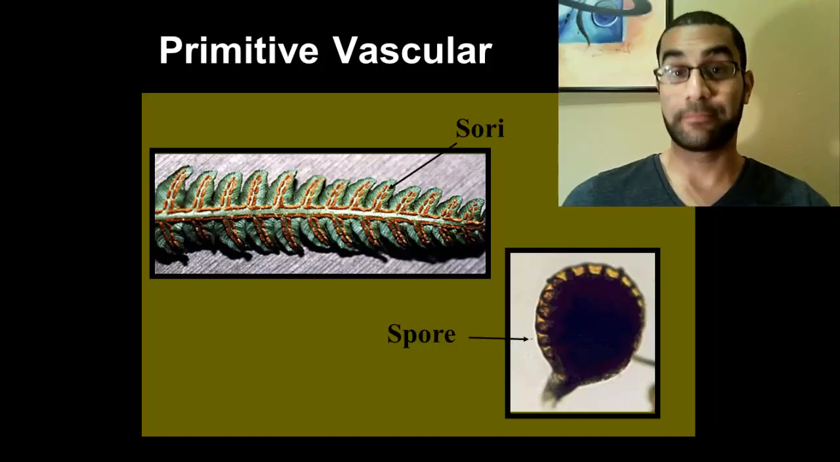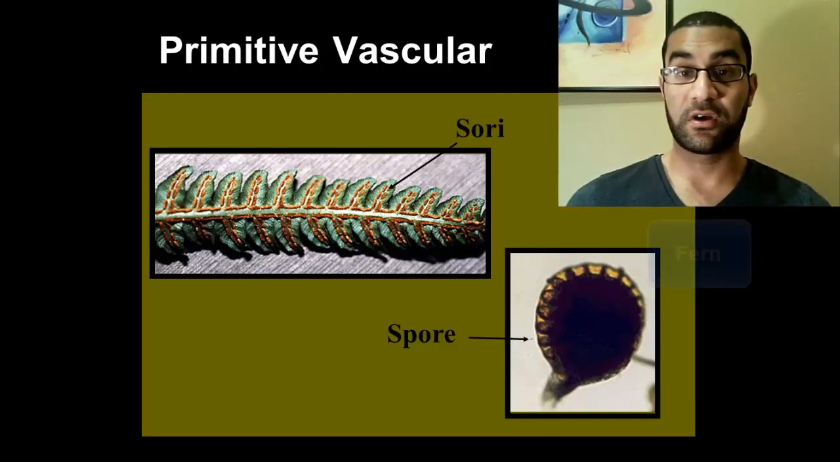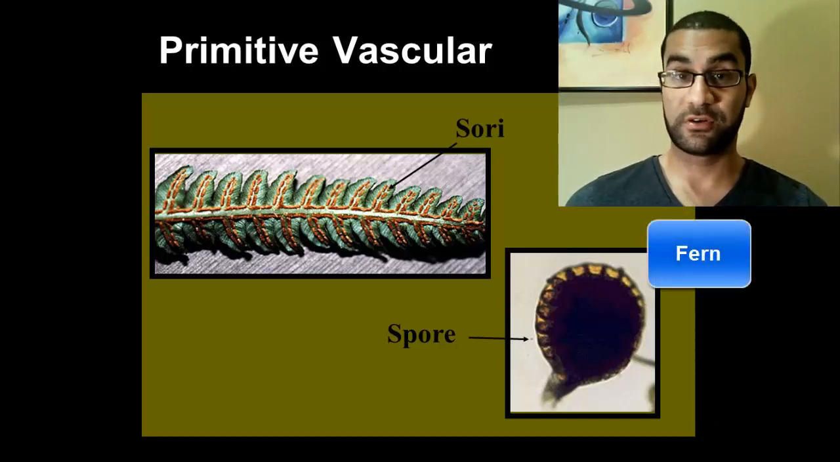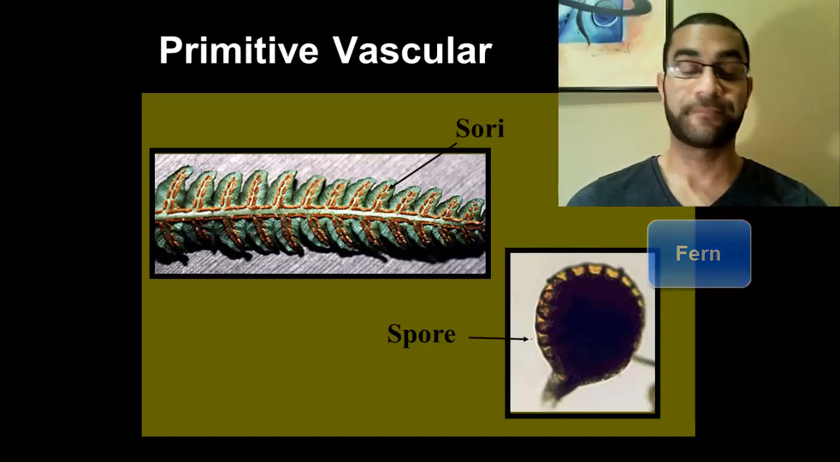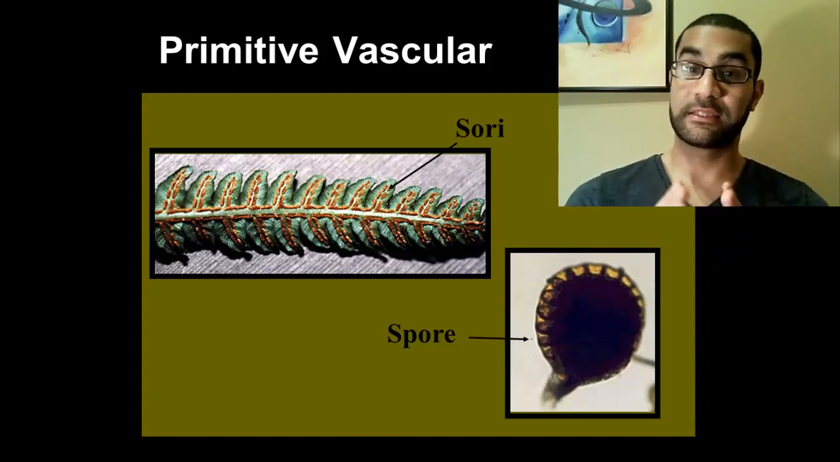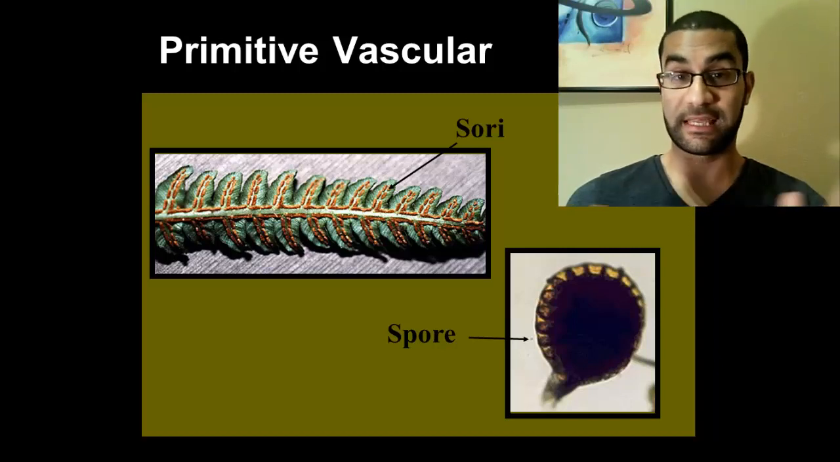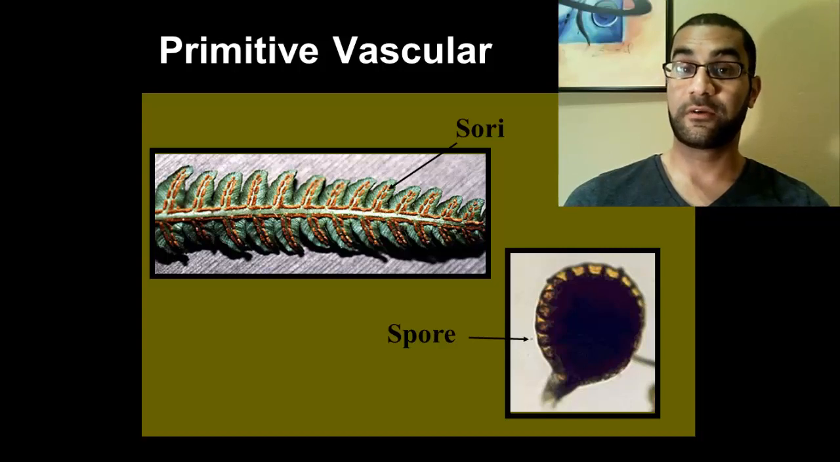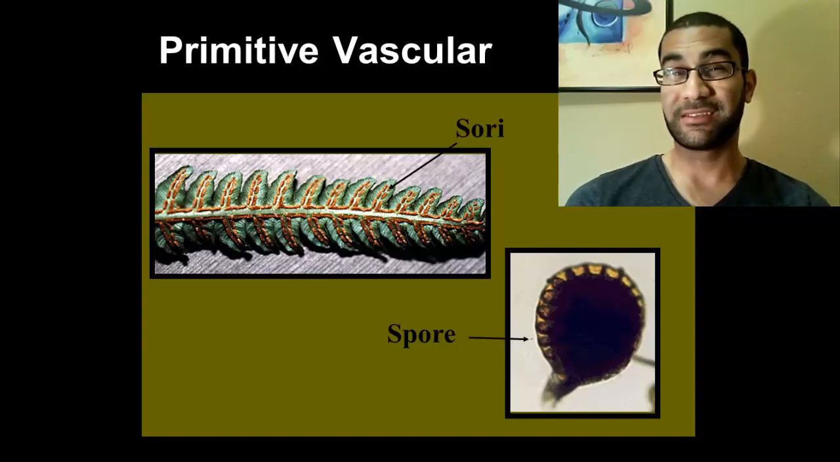The best example of these primitive vascular plants are called ferns. I'm sure you guys have heard of ferns before. But these are what we consider primitive vascular plants. So if you ever hear the word fern, think about these plants. They have long leaves that extend out like this and branch out as they go up. And on the back side of the healthy ones, you actually see all these little brown dots.